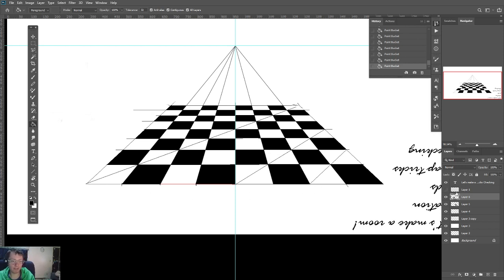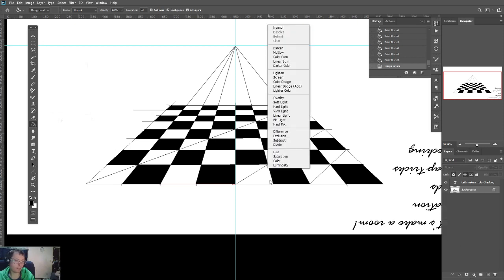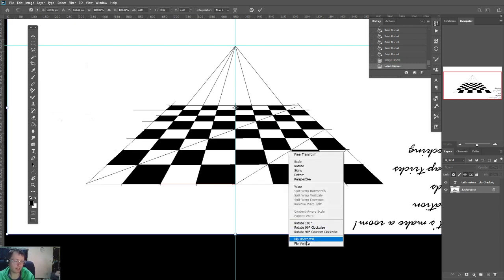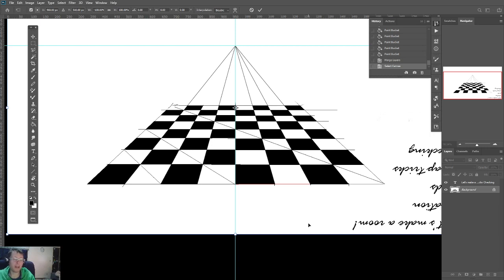So the last thing we have to do is merge all this down into one layer because layers are dumb. Just use one layer for everything. And having done that, select all, right click, flip horizontal. Much better.